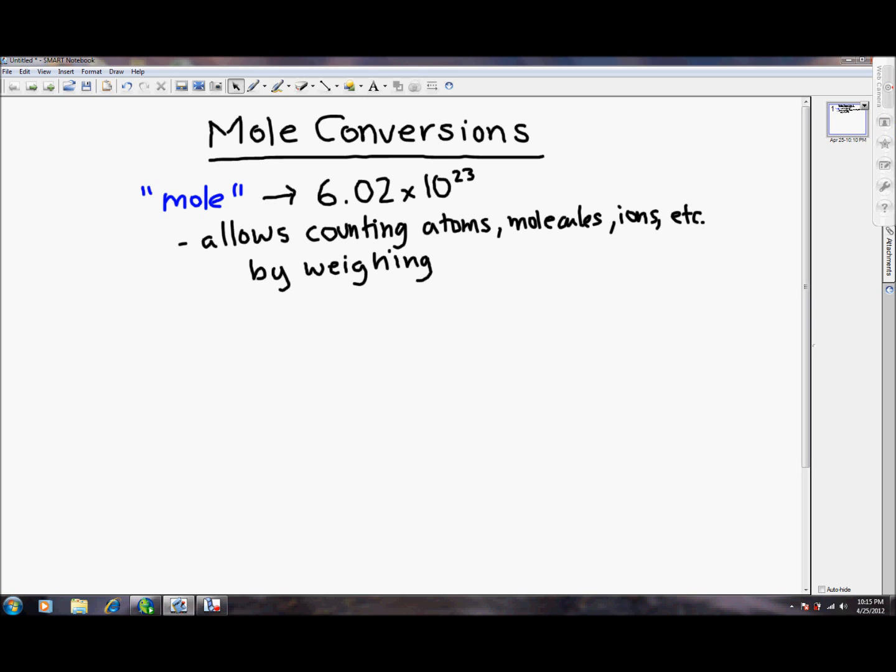Now you may say, well, where does this particular number come from? Why is a mole this particular number? Well, it just so happens that that number is the number of atoms in 12.00 grams of carbon-12. Now you remember, this is a specific isotope that has 6 protons and 6 neutrons. So if you weigh out exactly 12 grams of carbon-12, that happens to be the number of atoms.